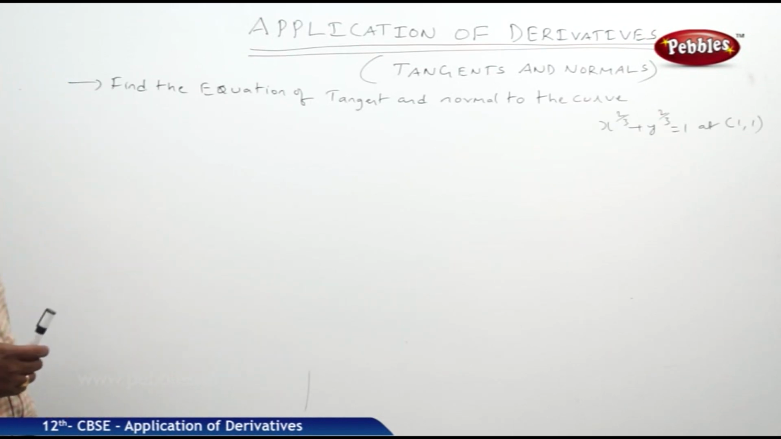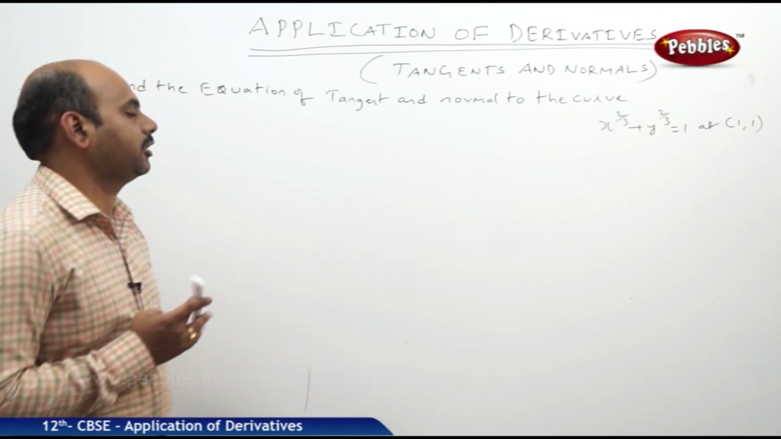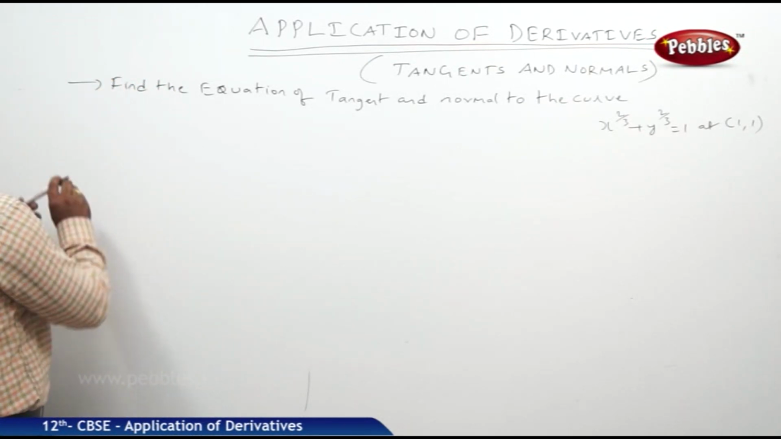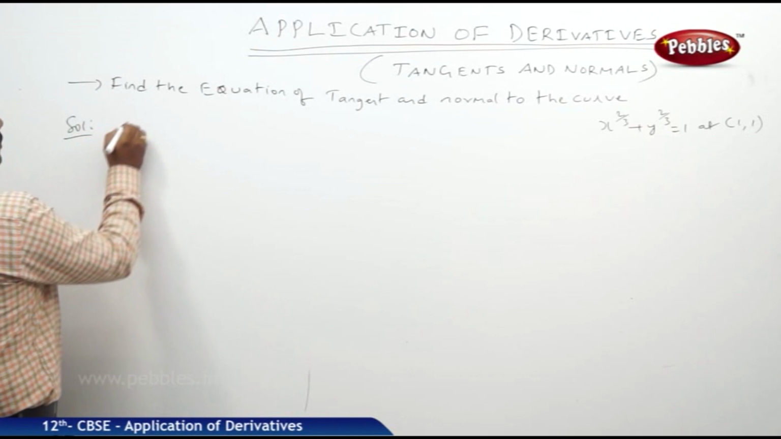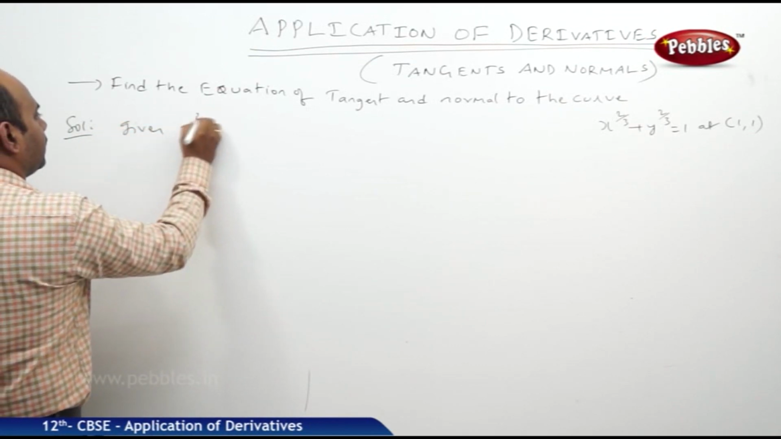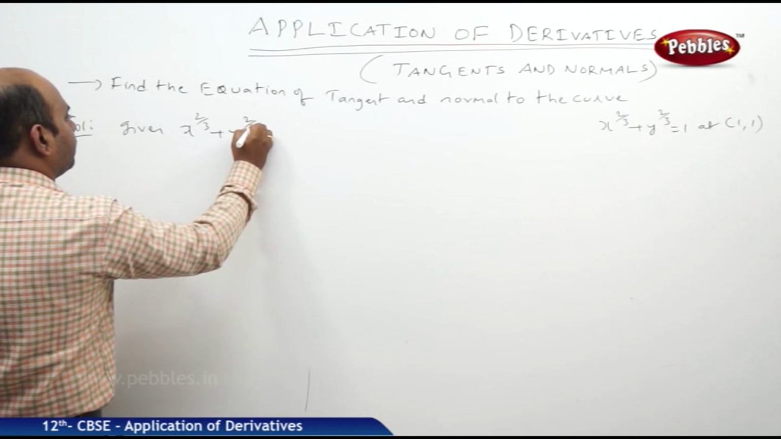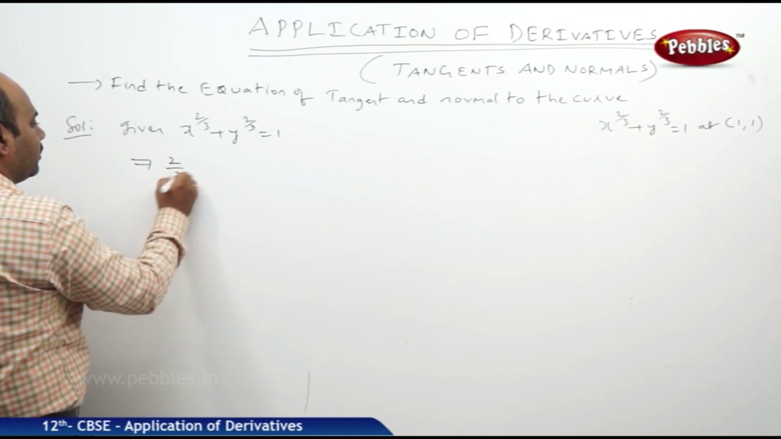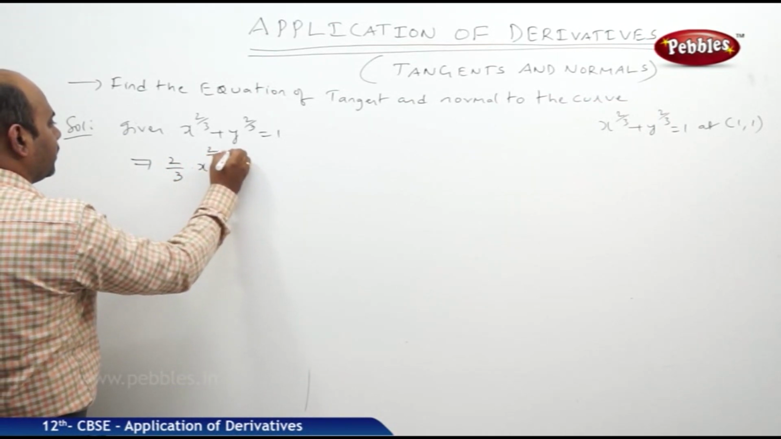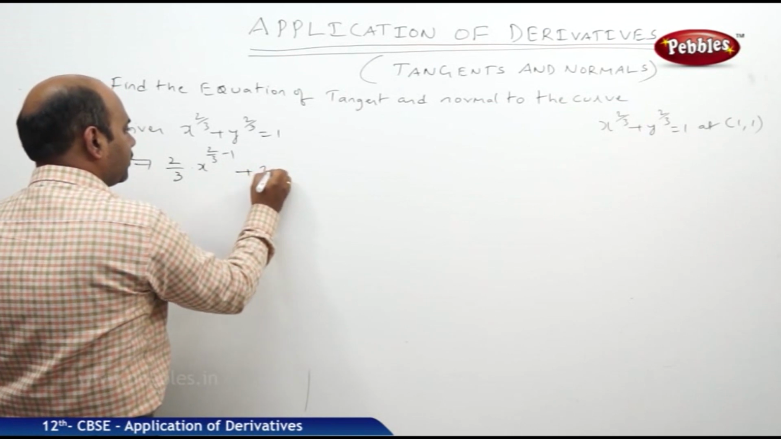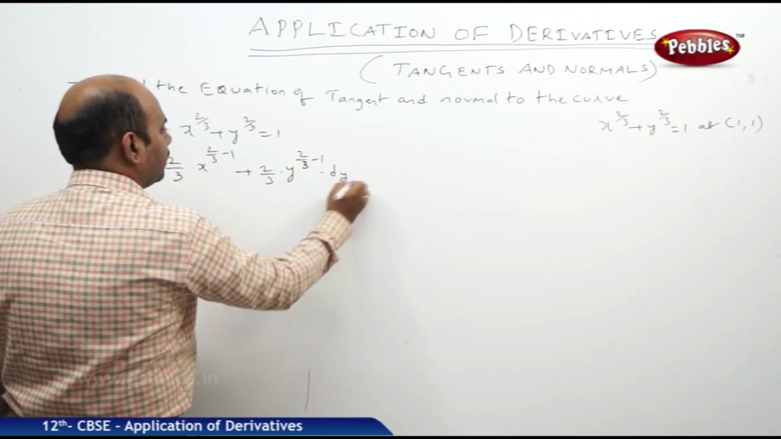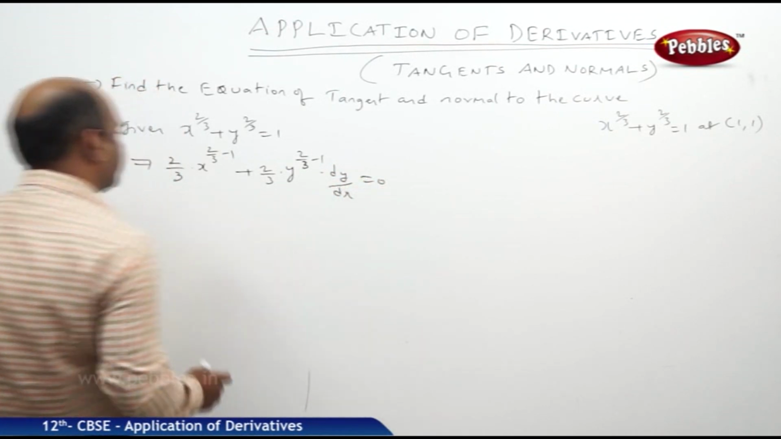Right, now we shall be seeing another good problem. We need to find the equation of tangent and normal to the curve x power 2 by 3 plus y power 2 by 3 equal to 1 at 1 comma 1. So here, given x power 2 by 3 plus y power 2 by 3 equal to 1. So differentiate with respect to x. So 2 by 3 into x power 2 by 3 minus 1 plus 2 by 3 into y power 2 by 3 minus 1 into dy by dx equal to 0.